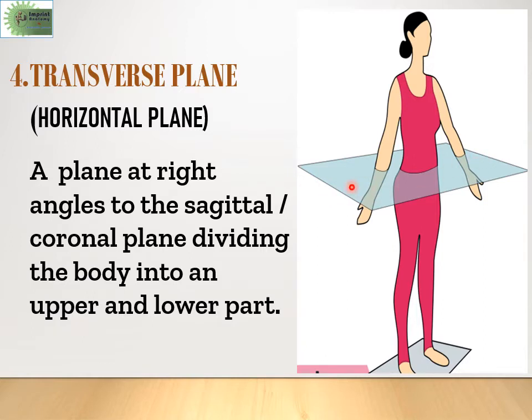This divides the body into two halves, that is, the upper part and the lower part. This plane is also at a right angle to the sagittal plane or the coronal plane. When the body divides, this is the mid-sagittal plane, this will be the anterior posterior coronal, and this is at a right angle to the sagittal or the coronal, and divides the body into the upper and the lower part. So this is very easy to remember.